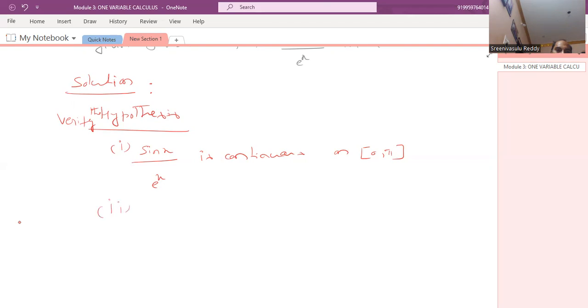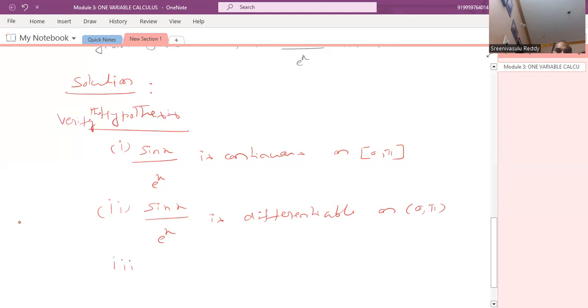Second condition, it is trivially true. Sin x is differentiable. Trigonometric functions sin x, cos x are all differentiable. Polynomial functions and e power x exponential function are always differentiable any number of times. Both are differentiable infinite number of times. So sin x by e power x is also differentiable on the open interval 0, pi. Here the given interval is 0, pi. A value is 0, B value is pi.